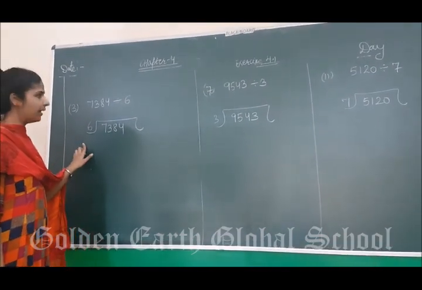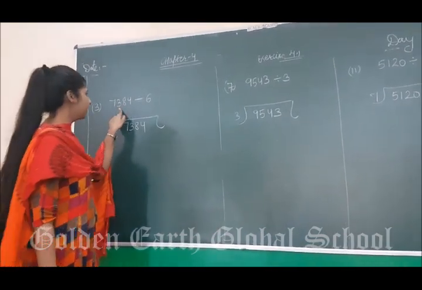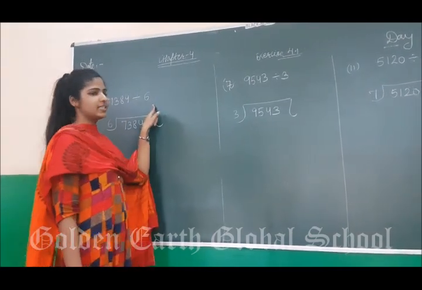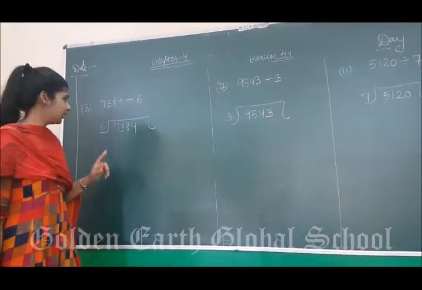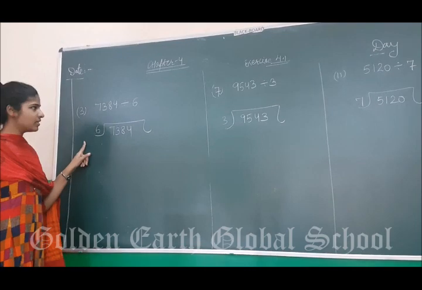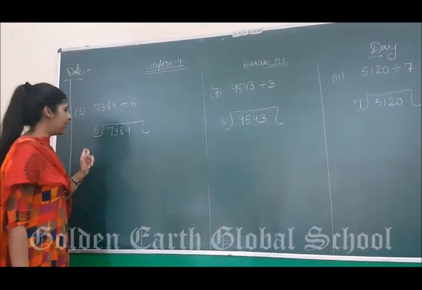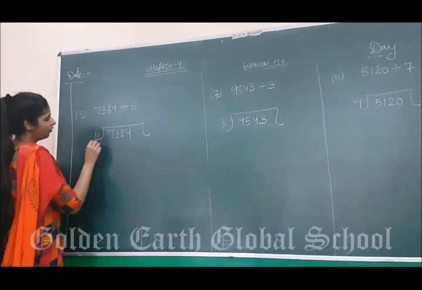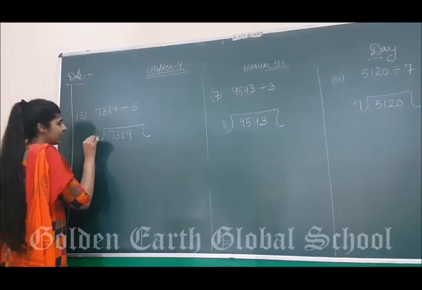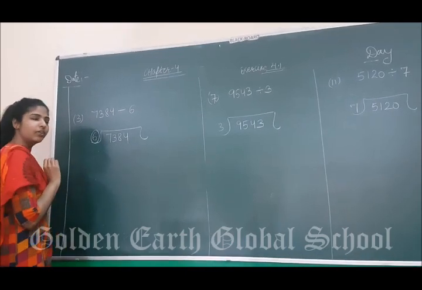Now the third part, 7384 divided by 6. You have to solve all the parts, right? Second part try by yourself. Now I am doing the third part. So now what we have? Divisor here 6. So we will check the table of 6.